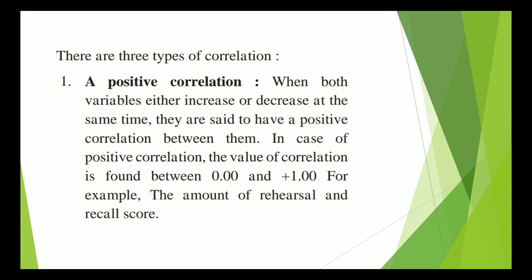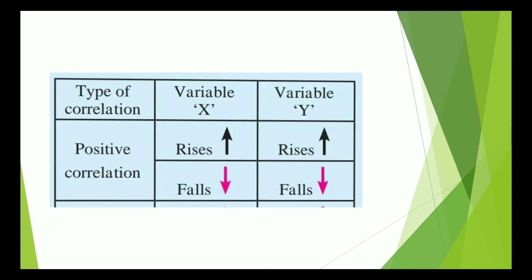For example, rainy season and sale of umbrella or sale of the raincoat. So what will happen over here? Both will either increase or both will decrease together. So over here they have explained positive correlation. Rise in the x variable also gives a rise to the y variable. Fall in the x variable gives a fall of y variable itself.